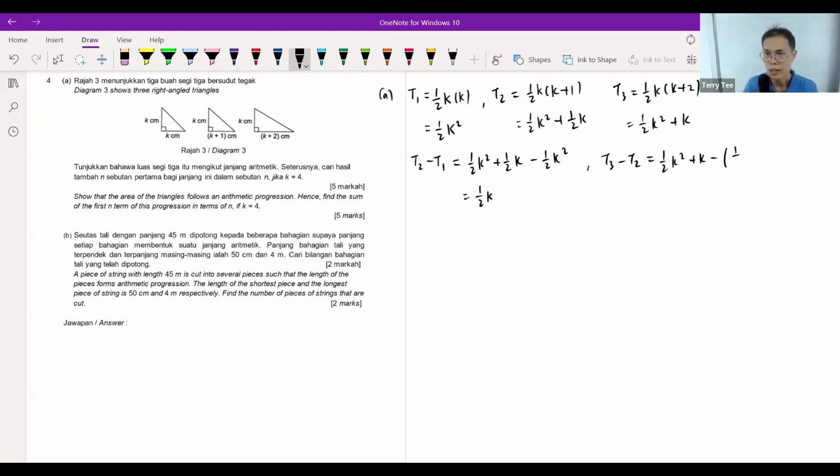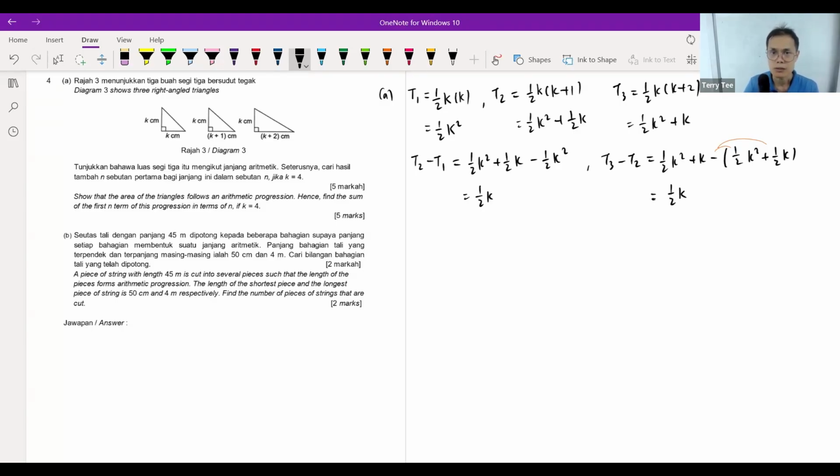Your t2 is half k squared plus half k. So when you expand the bracket, I don't have to write one extra step. Multiply negative inside. Half k squared minus half k squared is gone. k minus half k is also half k.